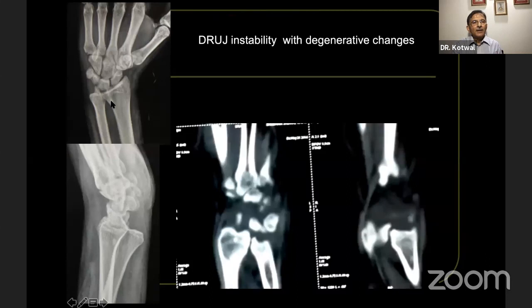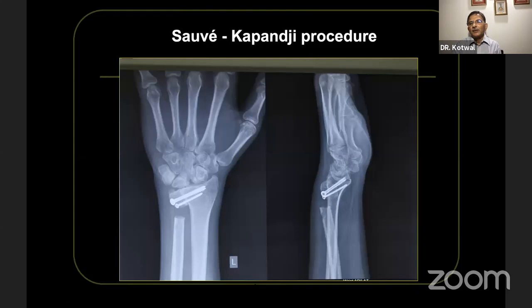In cases where there is DRUJ instability, you can see the instability here plus degenerative changes in the sigmoid notch, and the CT scan shows definite degenerative changes. The patient is definitely symptomatic, and you need to do a procedure which generally gives good results. That's the Sauvé-Kapandji procedure. You denude these articular surfaces, fix them, and create a gap of about a centimeter. This gives good rotation mobility in the forearm. The distal stump has to be stabilized again, either with the help of a nearby tendon, FCU or ECU, or you can even use the pronator quadratus to stabilize the distal end.